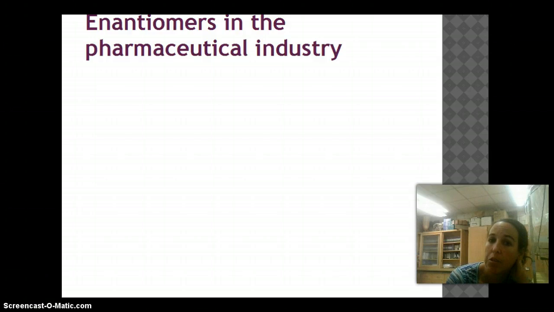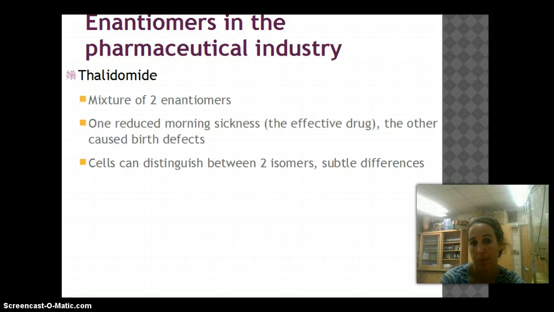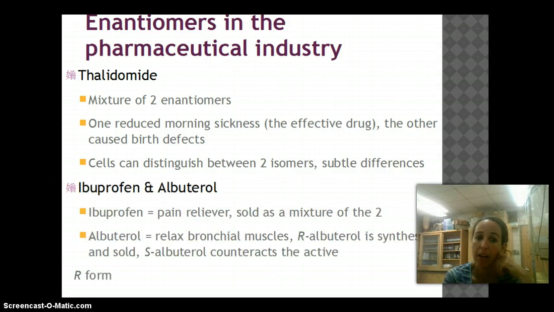Okay, enantiomers are really important in the pharmaceutical industry because you can have different effects if you have the wrong form. So you have thalidomide, which is a mixture of 2 enantiomers. One is an effective drug, and it reduces morning sickness. But the other form caused birth defects, and they didn't really know about that until after they had been prescribing this medication. And so obviously you don't want that to happen because the cell can tell the difference between the two isomers. It causes these differences.